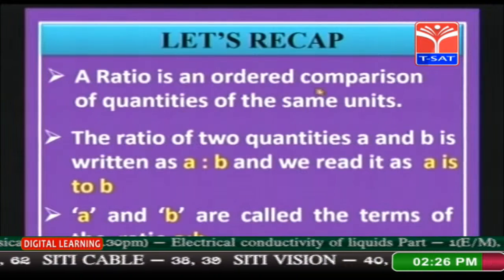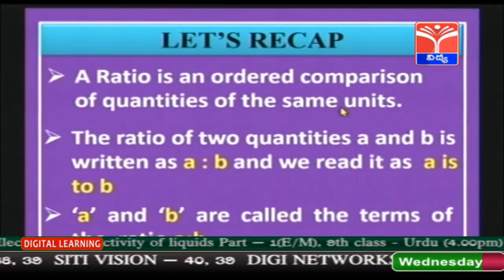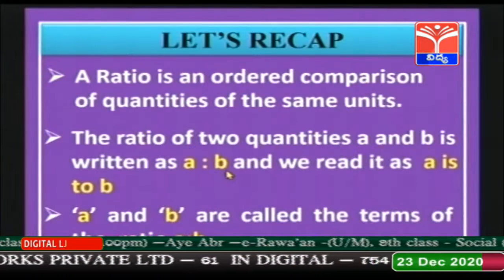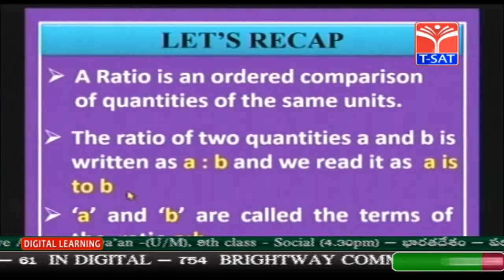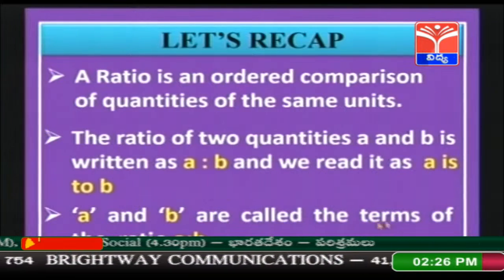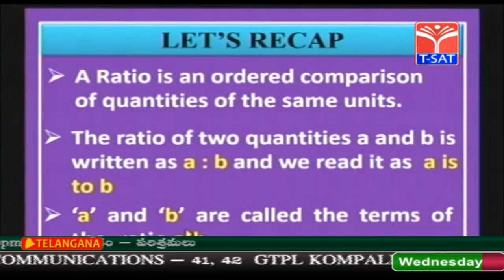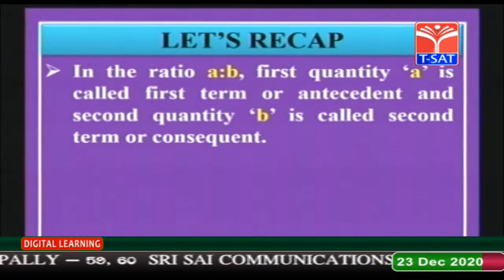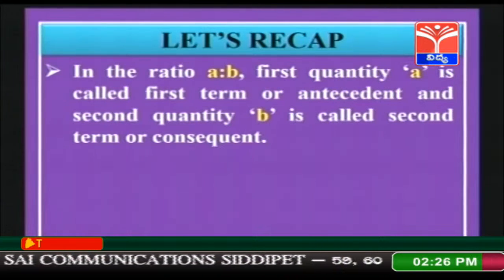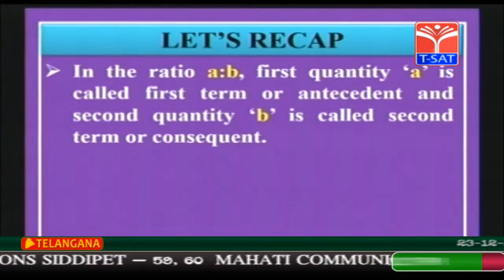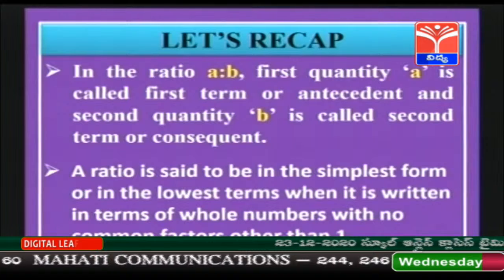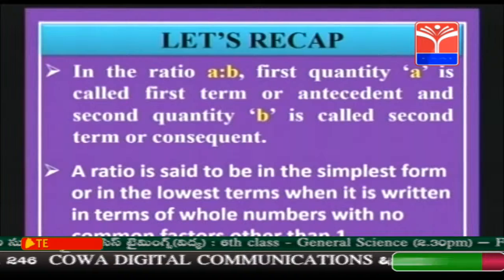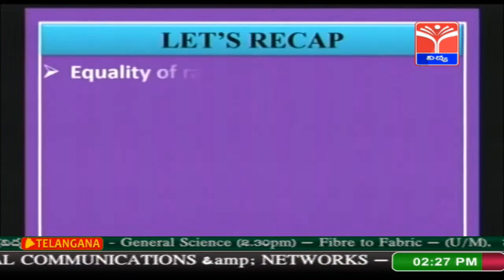So a ratio is an ordered comparison of quantities of the same units. The ratio of two quantities A and B is written as A is to B, and we read it as A is to B. A and B are called the terms of the ratio A is to B. In the ratio A is to B, the first quantity A is called the first term or antecedent, and the second quantity B is called the second term or consequent. A ratio is said to be in the simplest form or in the lowest terms when it is written in terms of whole numbers with no common factor other than 1.